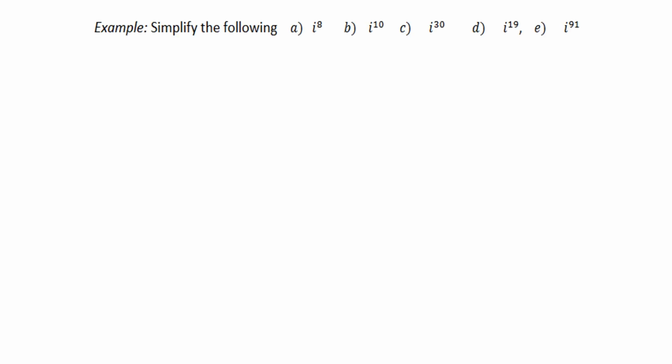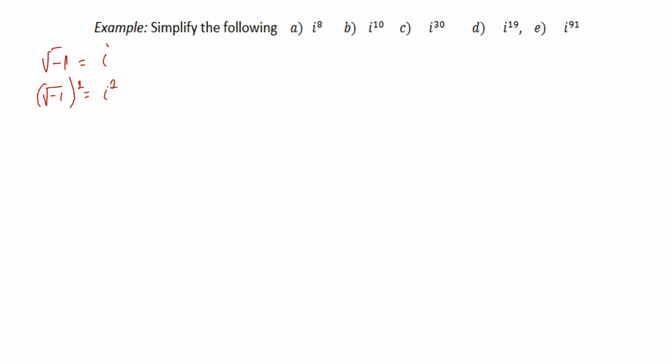Okay, let's look at a few examples here. Since we know that square root of minus 1 is equal to i, if we take the square of both sides, we are going to have minus 1 squared equal to i squared. So minus 1 squared is going to be what?